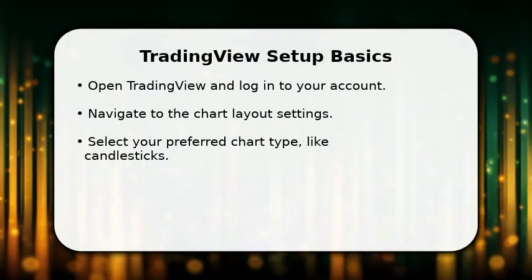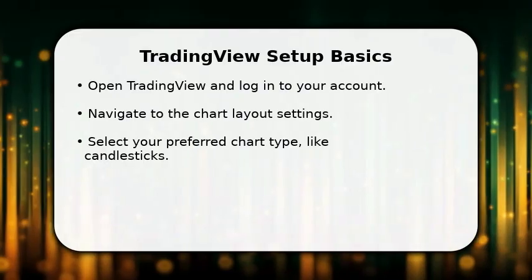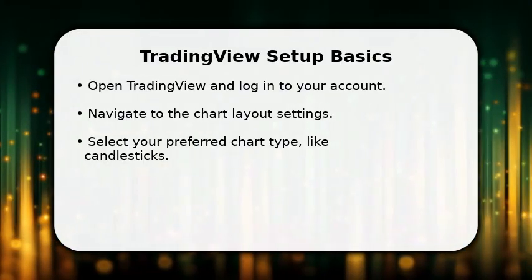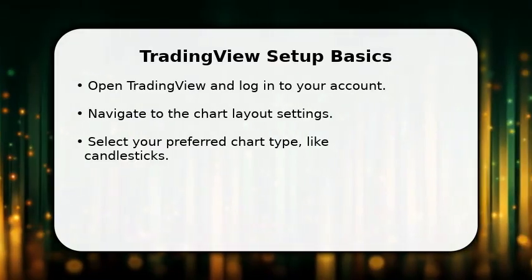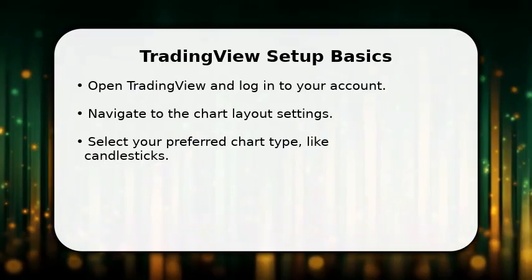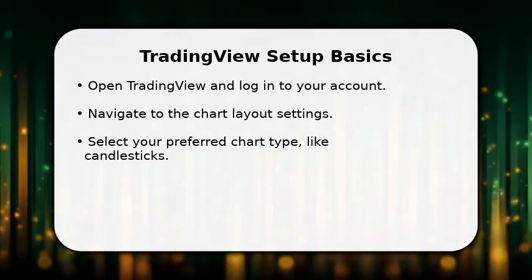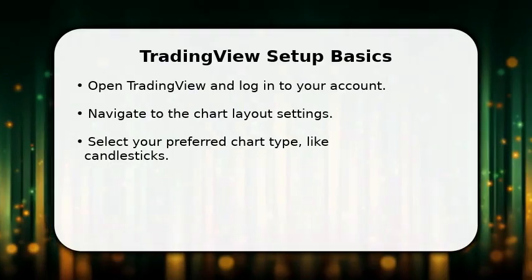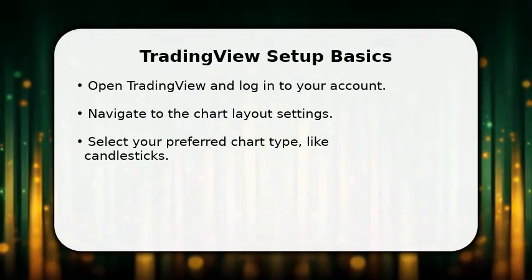In this video, I will explain how to set up your TradingView. First, open the TradingView platform and log into your account. Then, navigate to the chart layout settings, usually found near the top right. From there, you can select your preferred chart type, such as candlesticks or a bar chart, to begin customizing your view for optimal trading analysis.